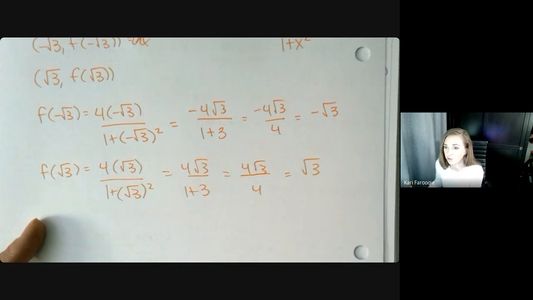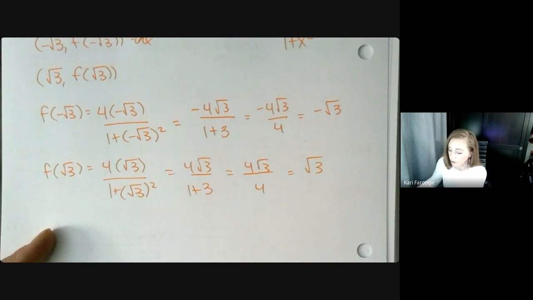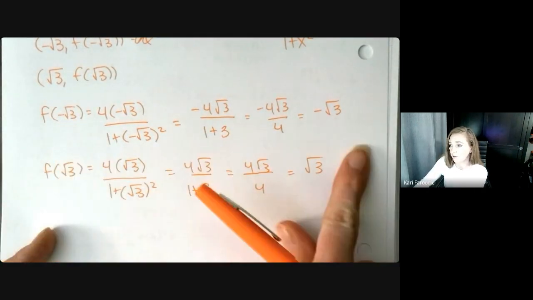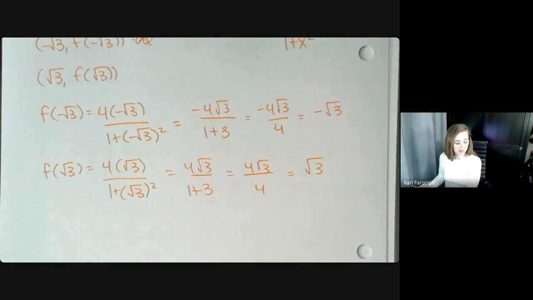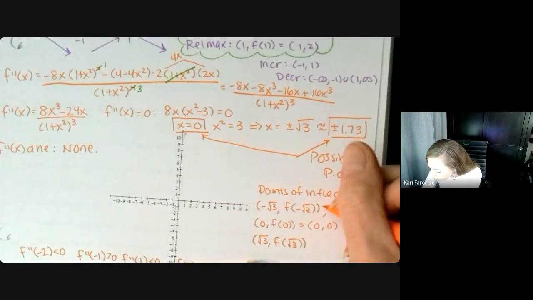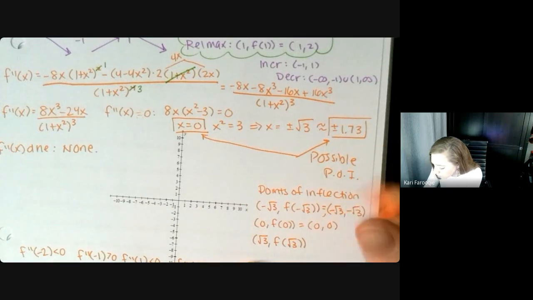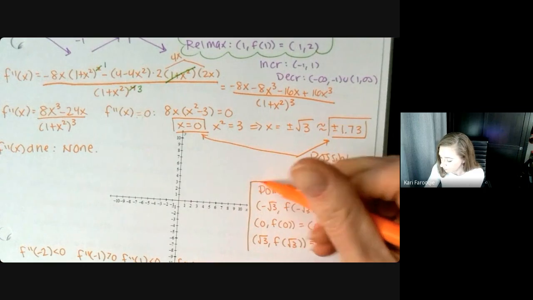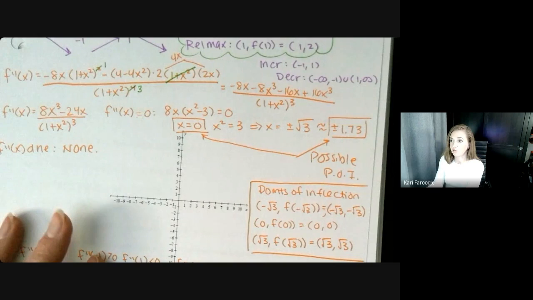Technically, you should have learned how to do this in your prereq. I just want to make sure everyone understands how to do this. So my f of negative root 3 is negative root 3. My f of root 3 is root 3. So I'm going to go ahead and list these as my points of inflection. So this is going to be negative root 3, negative root 3, and positive root 3, positive root 3. So those are the points of inflection.